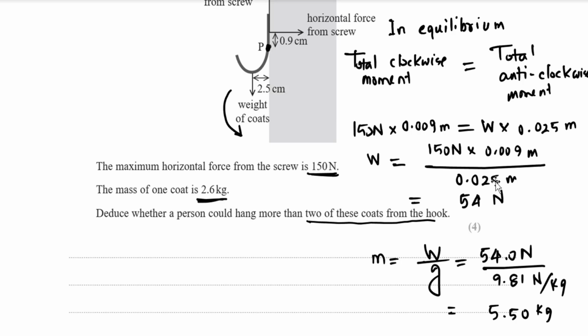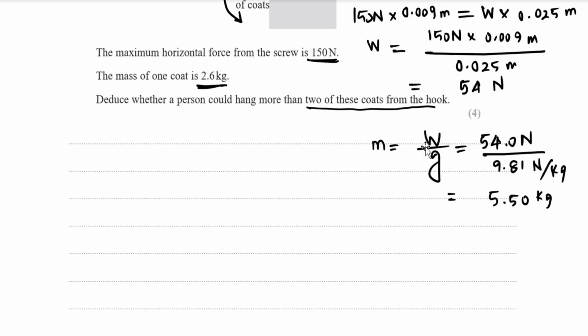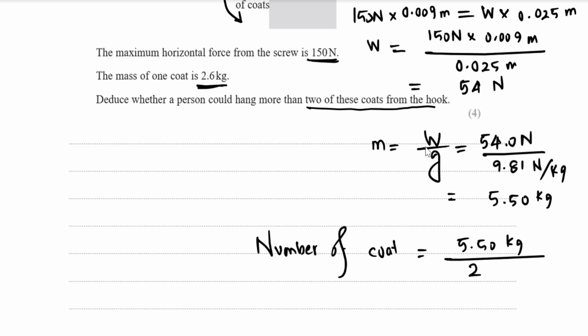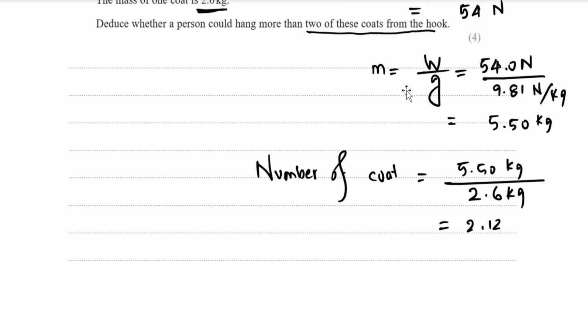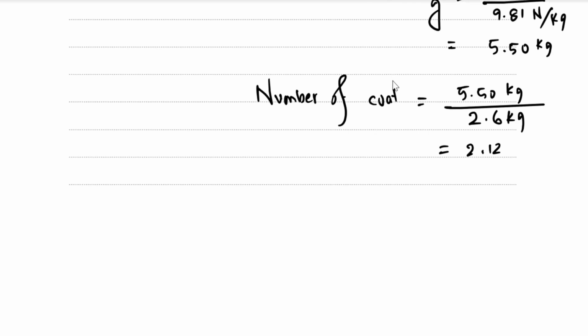So mass of each coat is 2.6 kg. So number of coats equal to 5.5 kg divided by mass of each coat, 2.6 kg. So 2.12. So two coats max.